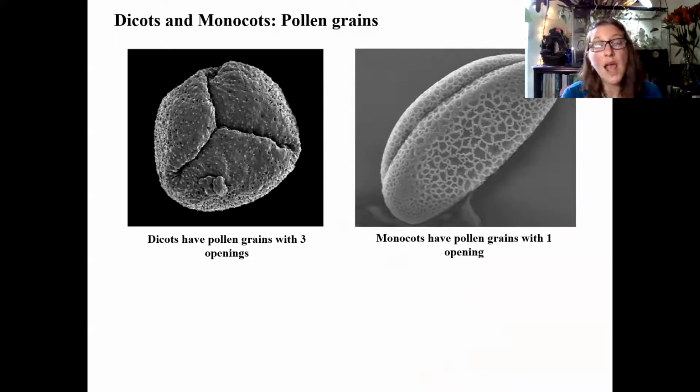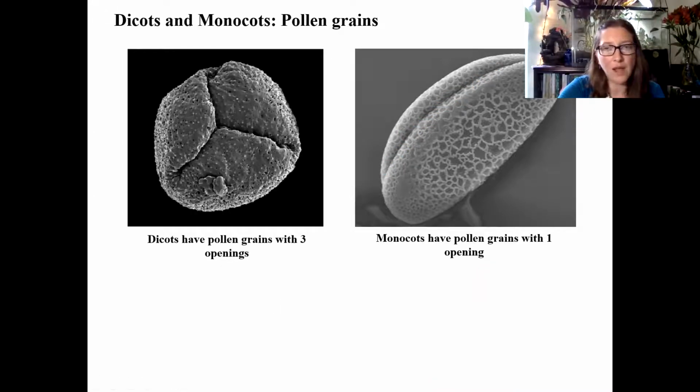Flowers make pollen. If you're a dicot flower, your pollen has 3 openings, shown here on the left. It's another way to tell dicots and monocots apart. So these are the 3 openings. Almost looks like a peace sign or something. And monocot flowers have only 1 opening. Monocot pollen only has 1 opening. That's another way you could tell monocots and dicots apart.